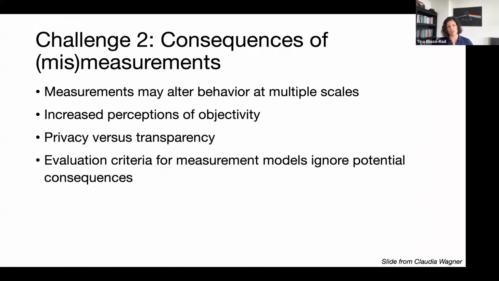The second challenge is the consequences of measurements. Obviously, these measurements alter behavior at multiple scales: individual, organization, and society. Unfortunately, there is this perception that the algorithms are more objective, and that has an influence on when an algorithm is used in high stakes situations. There is this tension between privacy and transparency, and there is this issue that if you're just evaluating, let's say, accuracy or precision parity or whatever, it will ignore some of the potential consequences, as we saw ProPublica shed a light on for the Compass software.